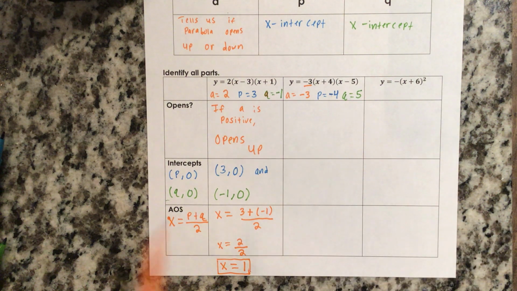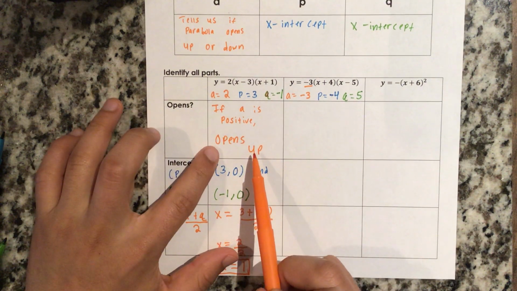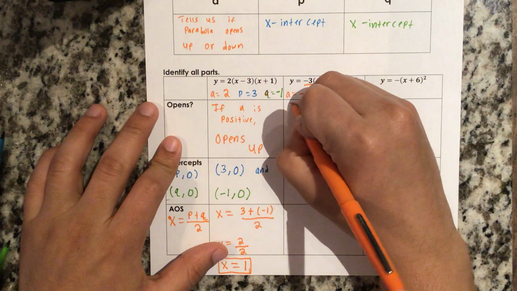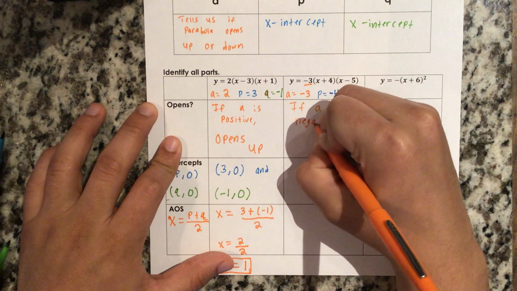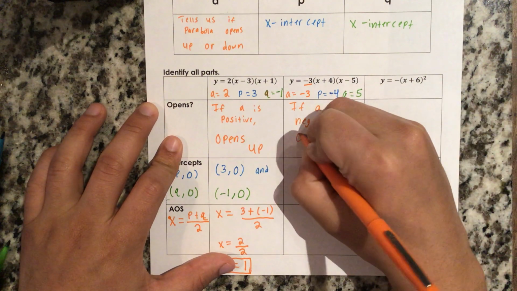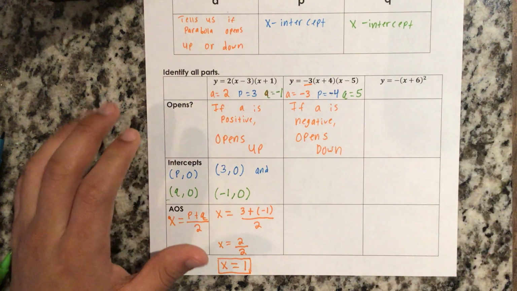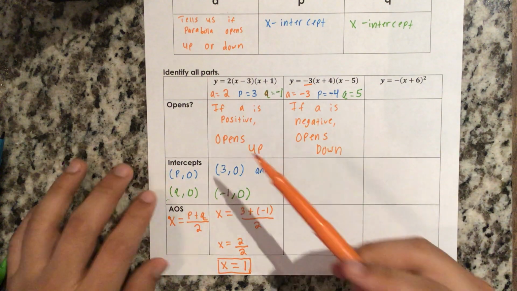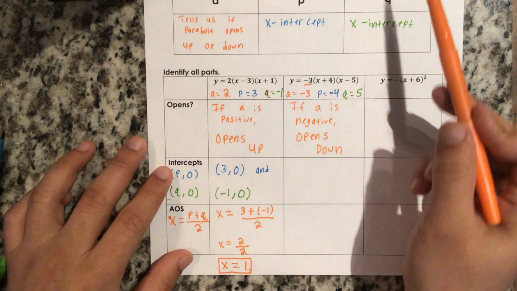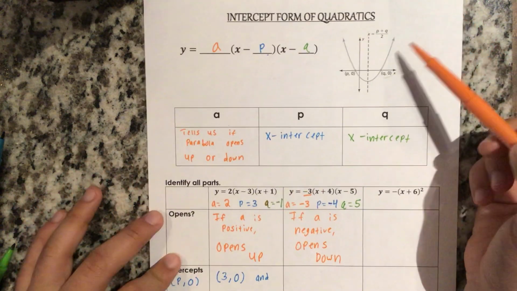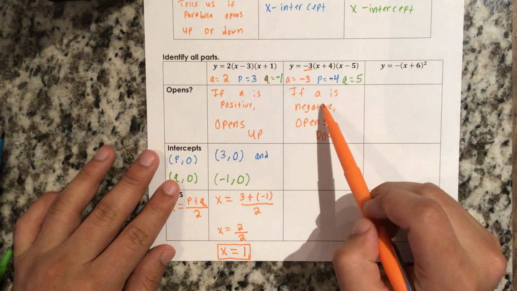Now we go here. So opens. In the first example, we saw if A is positive, it opens up, so you can kind of guess what this rule is. If A is negative, the parabola opens down. Those are the two rules. If A is positive, the parabola opens up. So it's a right side up U. Can y'all see that? If A is negative, it opens down.